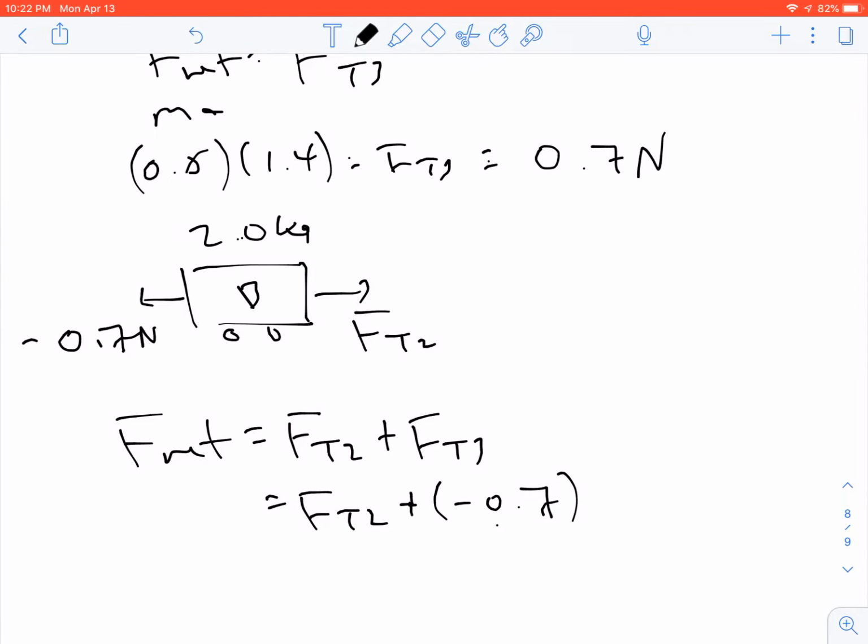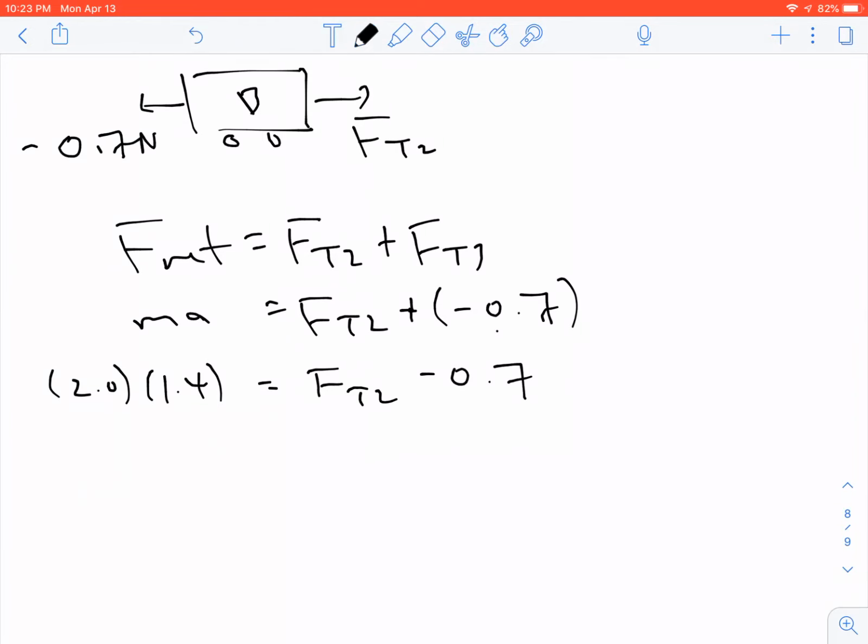I know F net is MA. I know that cart B is 2 kilograms. I know that it's accelerating with the rest of the toy at 1.4 meters per second squared. So 2 times 1.4 is 2.8, and the negative 0.7 goes across to the other side. So my FT2 is equal to 2.8 plus 0.7, and FT2 is 3.5 newtons.